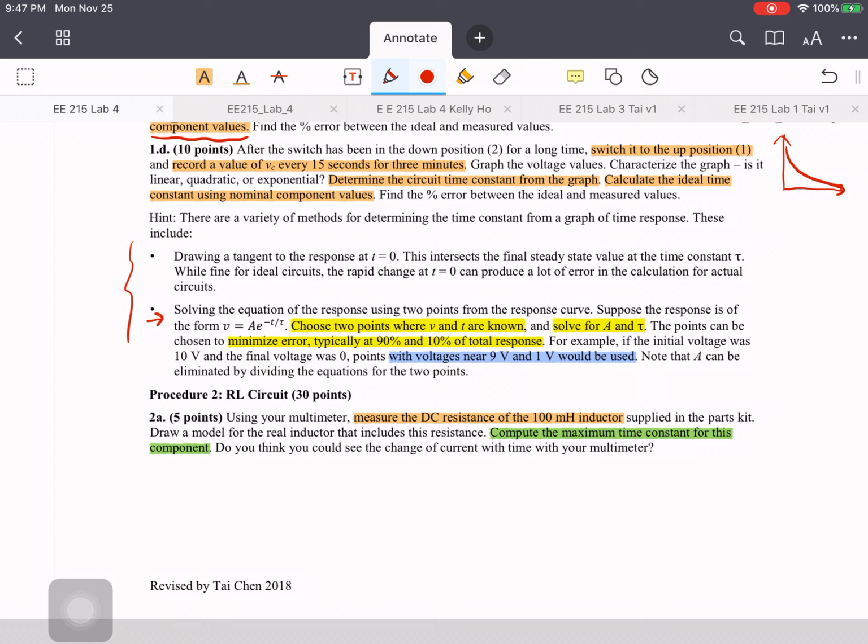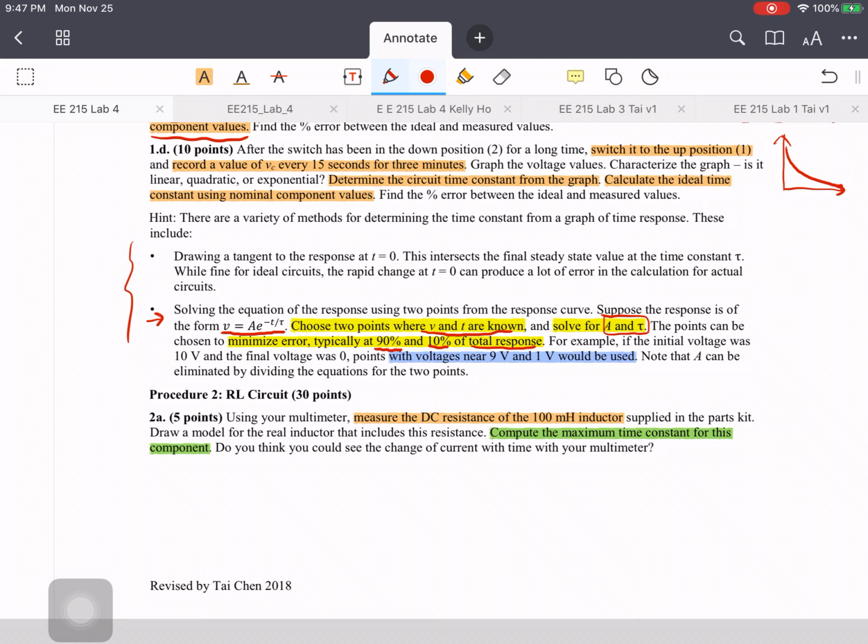Suppose the response is of the form. So this is exponential decay, as you know. So you can choose 2 points, V and T are known, and solve for A and tau. And the report suggests that you can choose the 90% and 10% of total response.